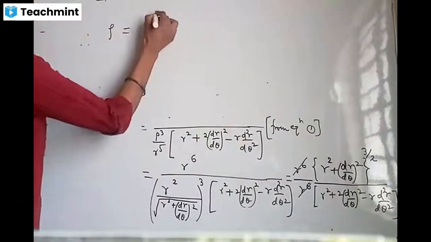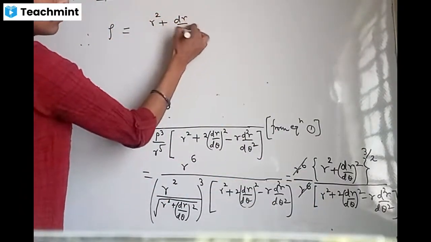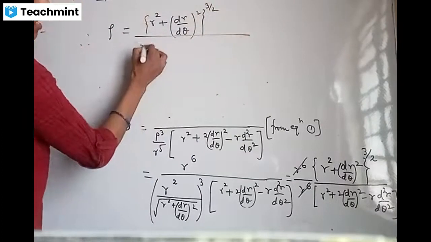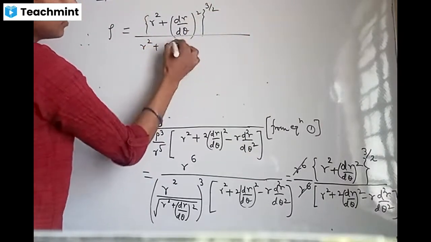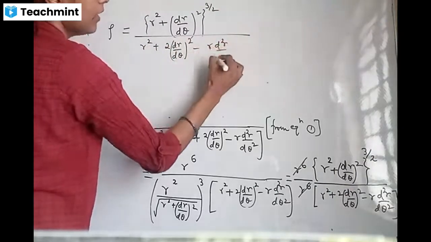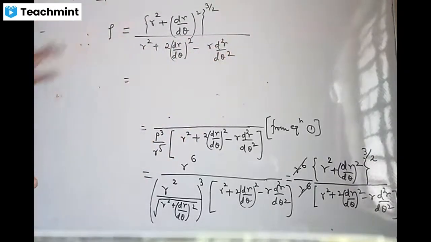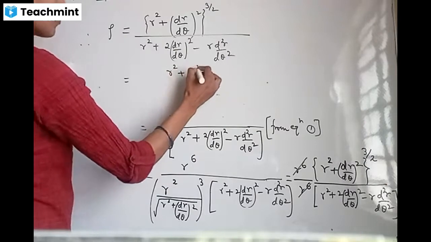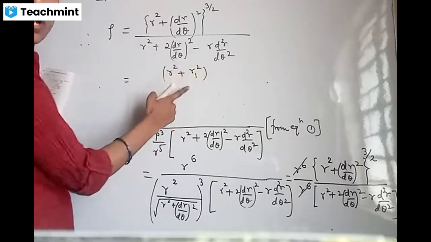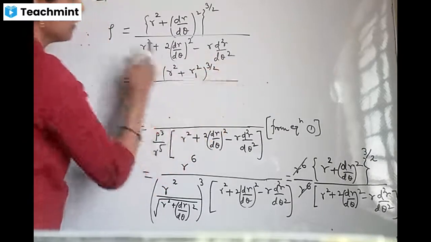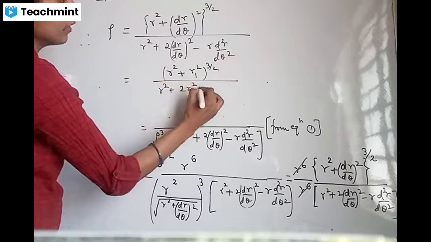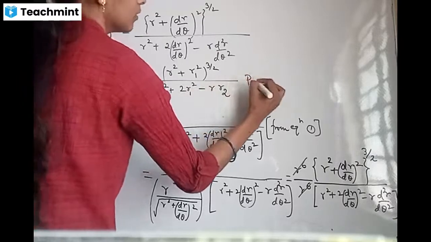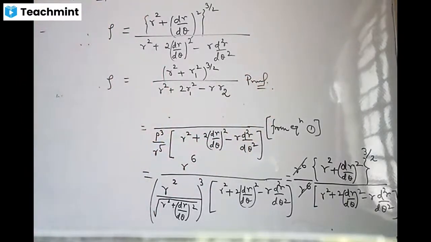Rho is r square plus dr by d theta whole square, whole to the power 3 by 2, whole divided by r square plus 2 times dr by d theta whole square minus r d2r by d theta square. Sometimes we will write this as r square plus r1 square, where dr by d theta becomes r1 and d2r by d theta square becomes r2. So rho is r square plus r1 square to the power 3 by 2, divided by r square plus 2 r1 square minus r r2. This is the polar form of the radius of curvature.